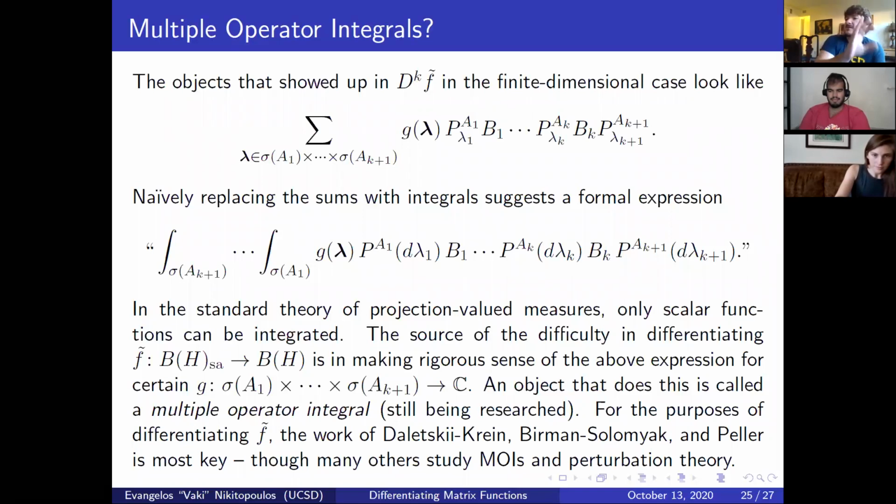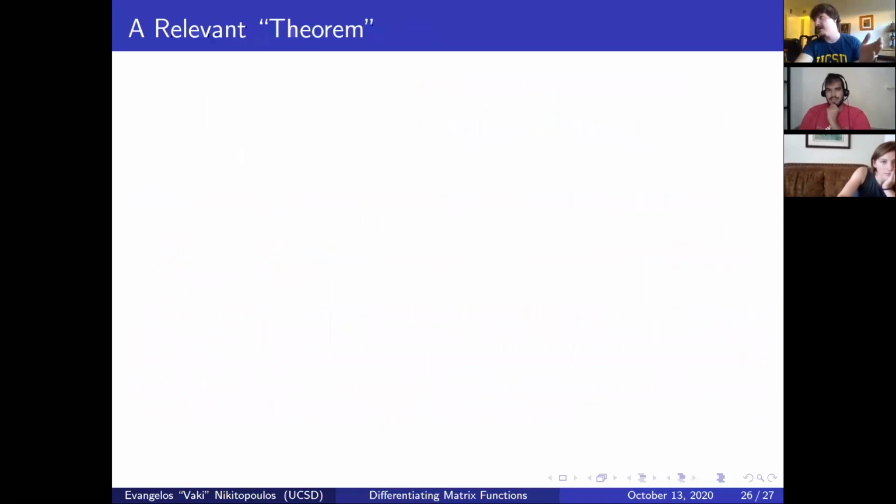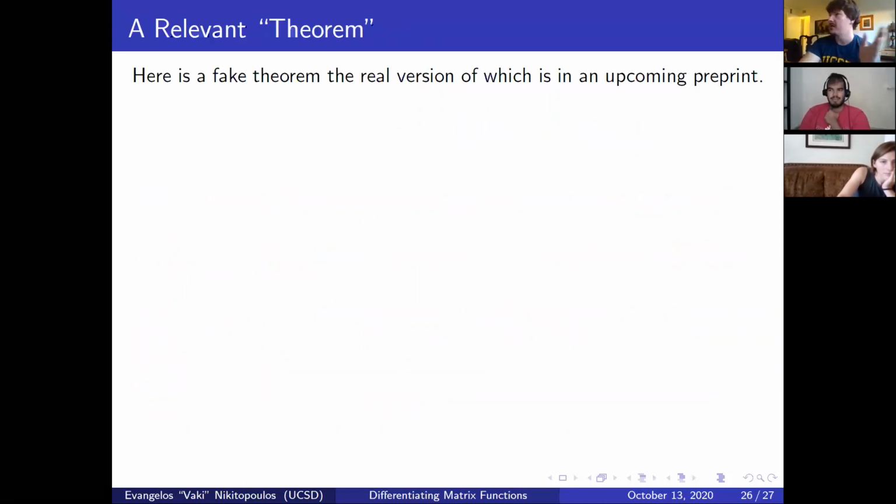For the purposes of differentiating F tilde in the infinite dimensional case, the seminal work of Daletskii and Krein in the 50s, Birman and Solomyak in the late 70s through 90s, and Peller in the early 2000s is most key, though a huge number of people have studied MOIs and their applications to perturbation theory. So here's a fake theorem, the real version of which is in an upcoming preprint. I'm going to sketch for you a pseudo theorem that is too technical to set up in its entirety right now.